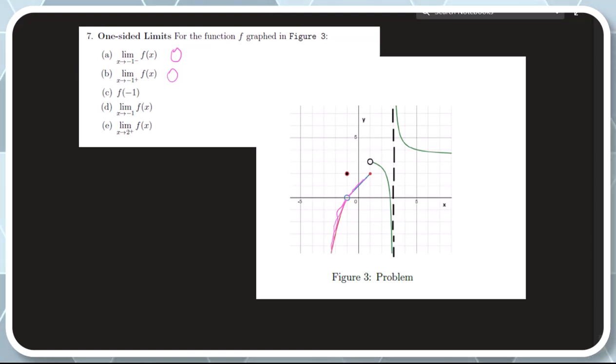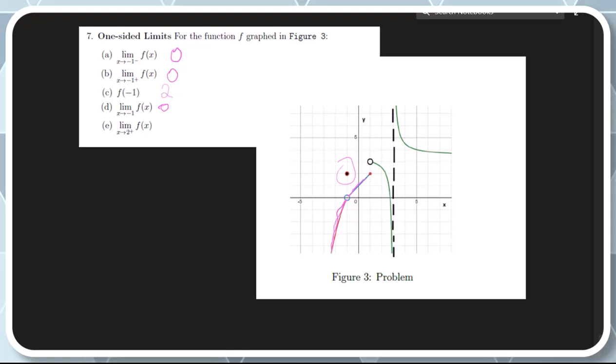What's the value of the function at -1? The function at -1 is this solid dot right there. The function itself equals 2. So the limit exists because the left and right hand limits were the same. So the limit is 0. Even though the function is not 0, the limit is 0.